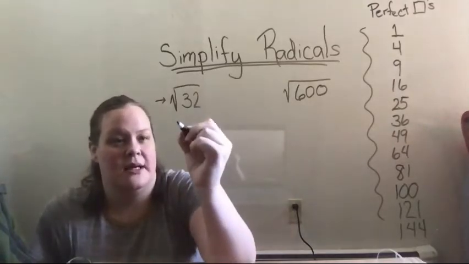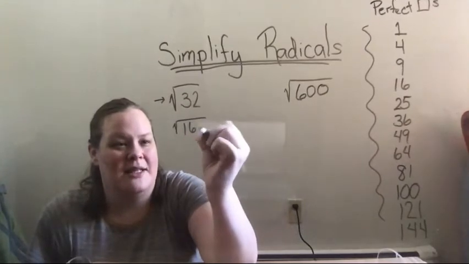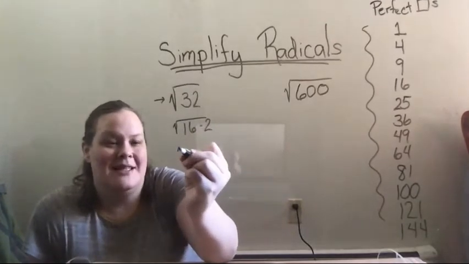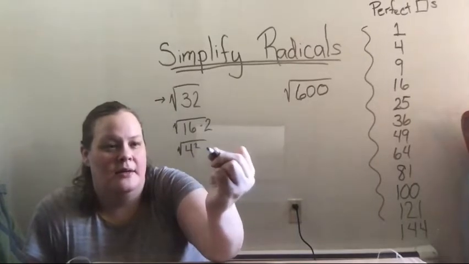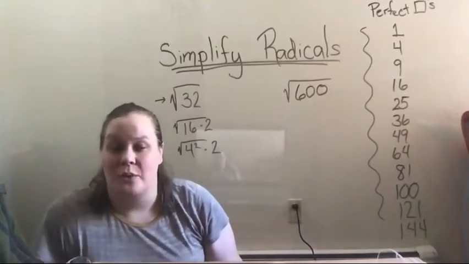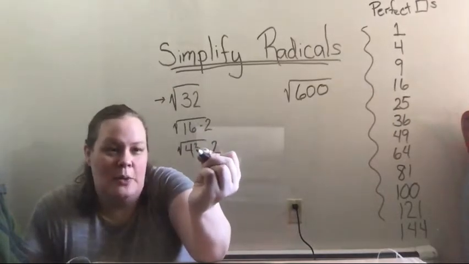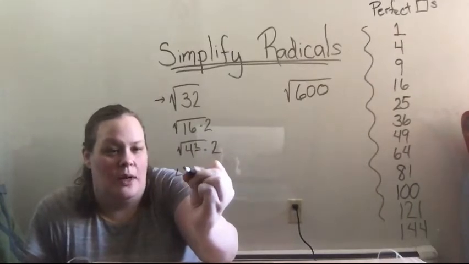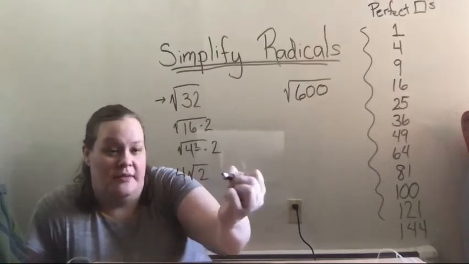So what I can do is rewrite this as it's actually 16 times 2. Okay, and 16 is 4 squared times 2. Anytime we see those squared numbers, those are what we can take out of that square root. So because this is a squared number, it's going to come outside in front, but we're just going to write it one time. So this is going to become 4 times the square root of 2.